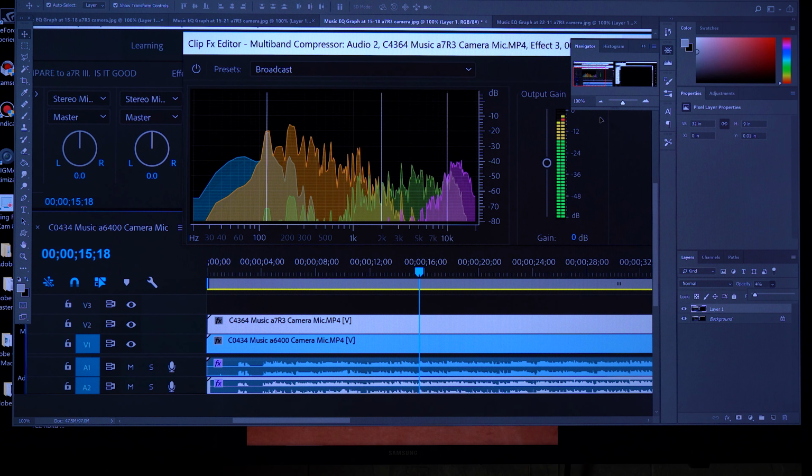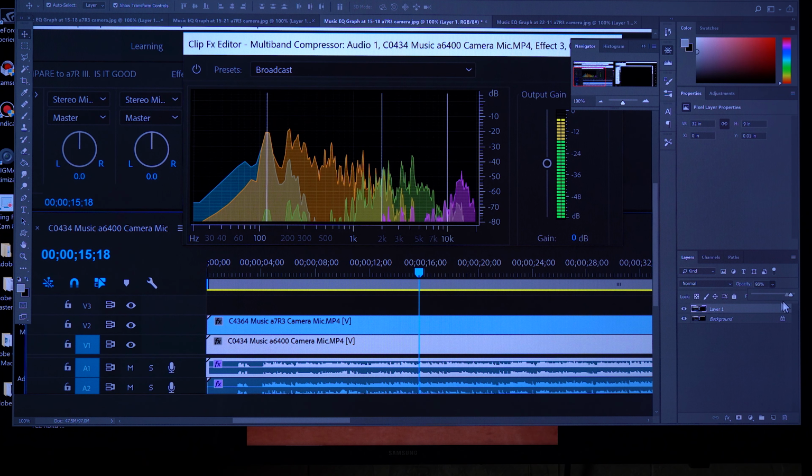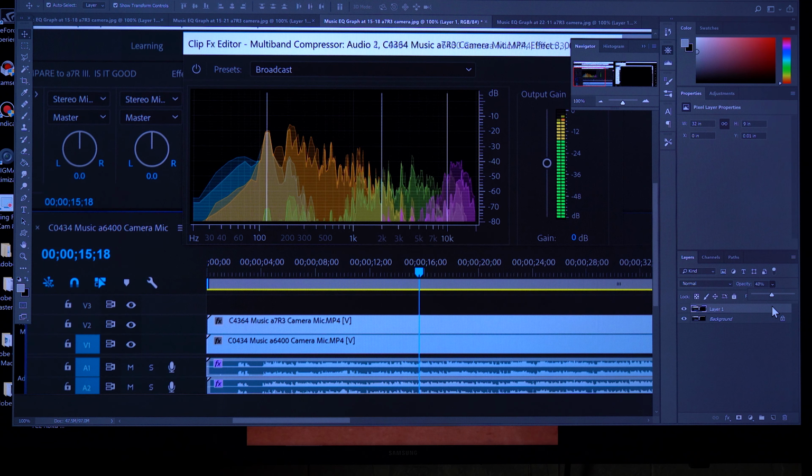Also the gain, the volume isn't different. It stays at the same level. It looks pretty good for a6400.